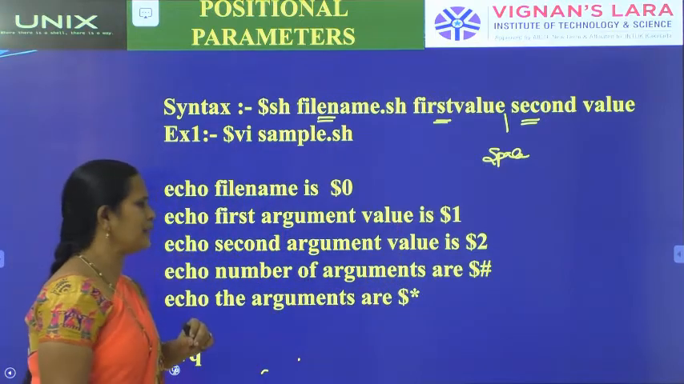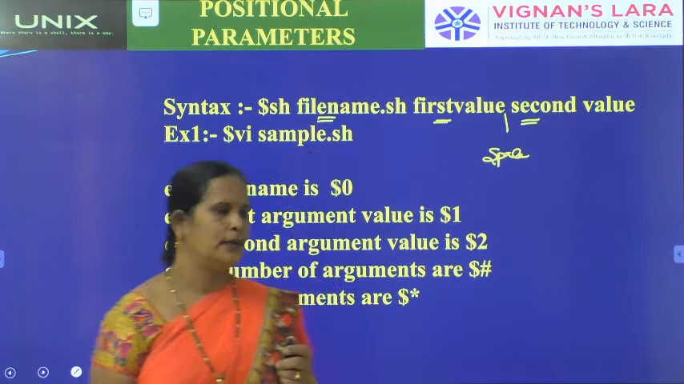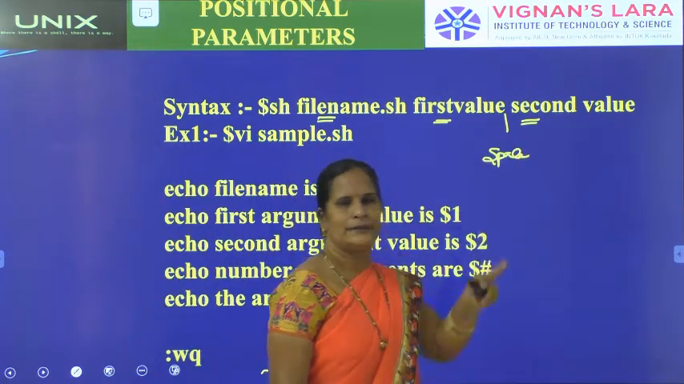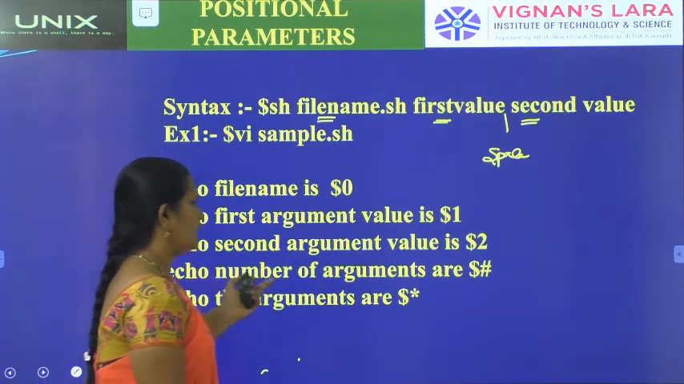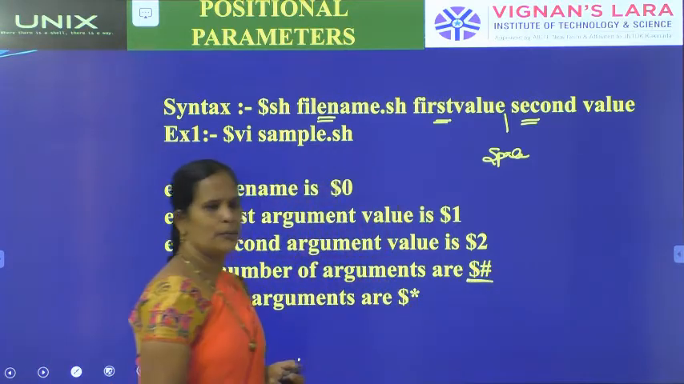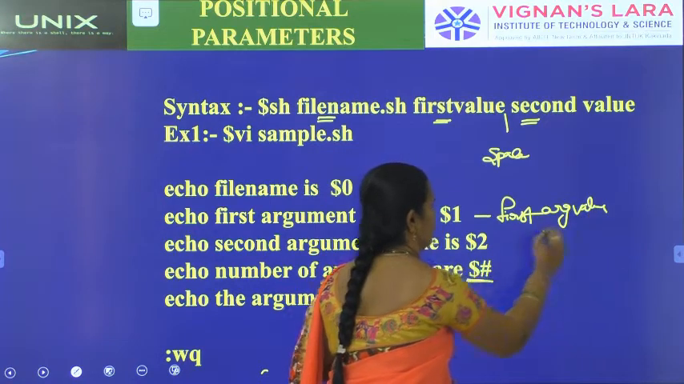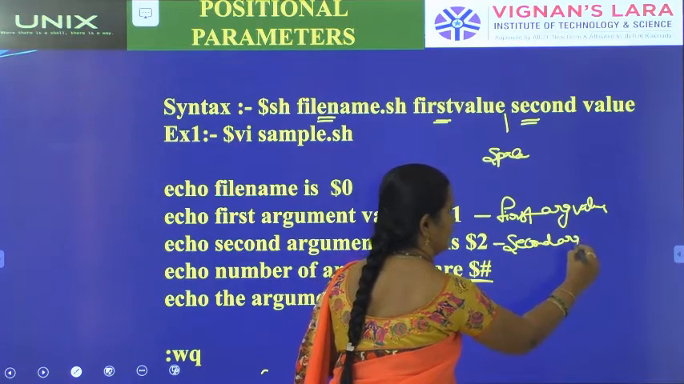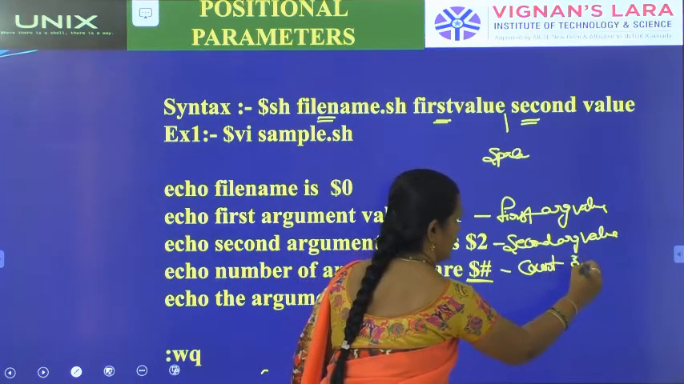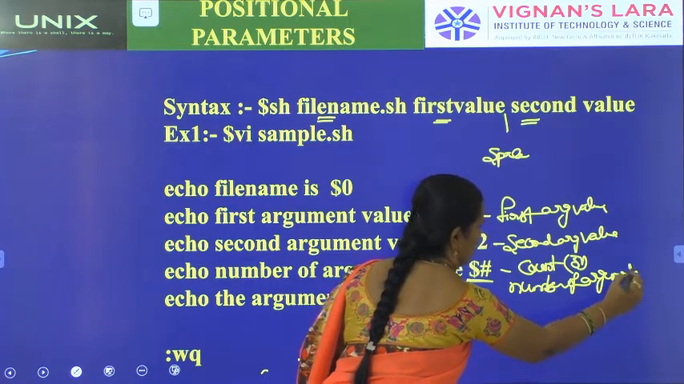Next, echo space number of arguments. Here I specified only 2 arguments, so it is going to count the number of arguments supplied to the shell script. The first value is one argument and the second value is another argument, so it is going to display 2. $# indicates the count, meaning the number of arguments. $1 means the first argument value, $2 indicates the second argument value, and $# indicates the count or number of arguments applied to the shell script.